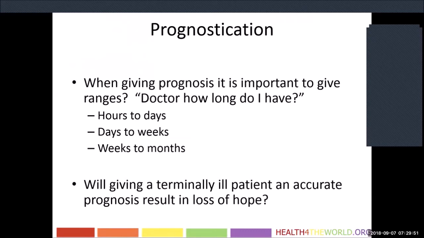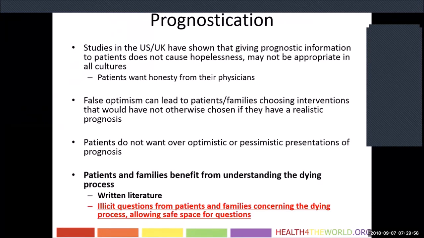So the question is, will giving a terminally ill patient an accurate prognosis result in loss of hope? And this is an interesting question. Studies in the US and the UK have shown that giving prognostic information to patients does not cause hopelessness. However, this is specifically based on culture. It may not be appropriate in all cultures to divulge this information. Generally, patients and families want honesty. So what I say, if you're thinking about your culture and what's culturally appropriate, I say always go with what's culturally appropriate.